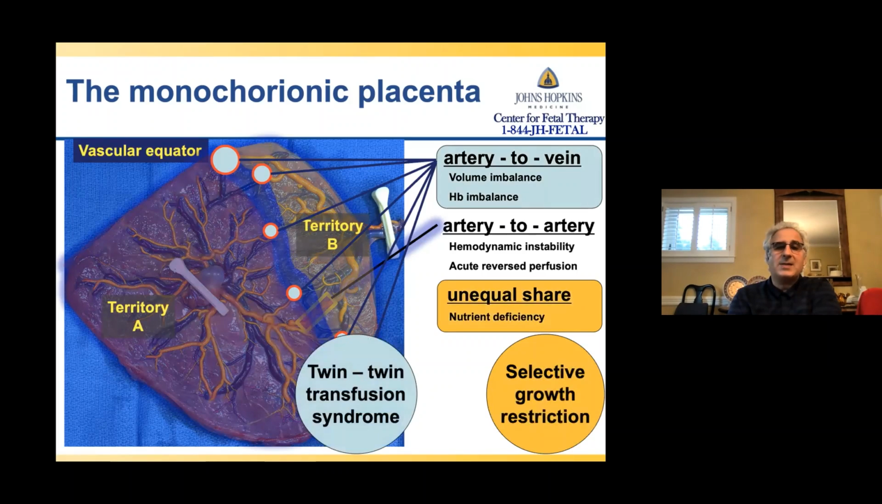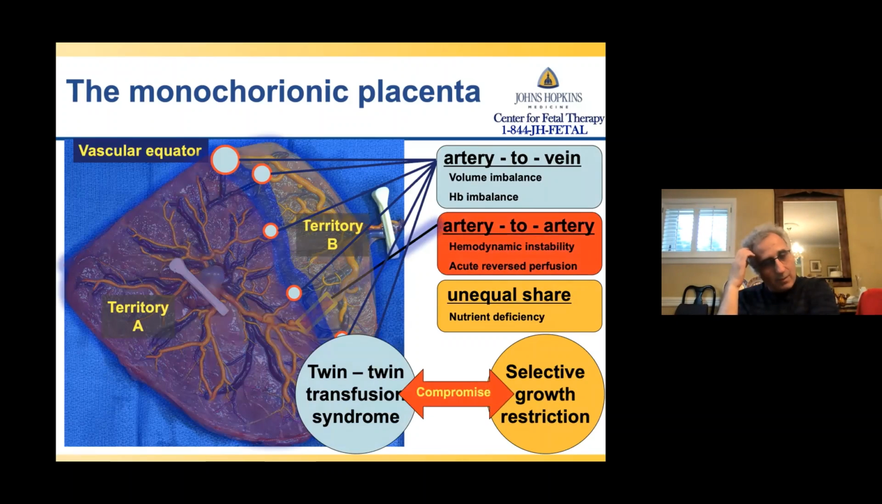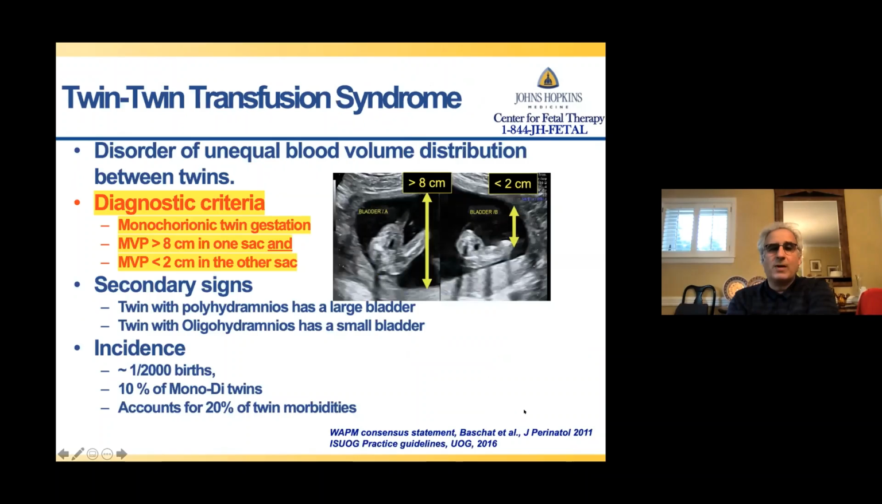The diseases that come from unequal sharing of placental blood flow or placental size are twin-twin transfusion syndrome and selective growth restriction. And these happen only in identical twins. They are not recognizable other than with ultrasound. And if you don't treat them, the mortality is exceedingly high. In twin-twin transfusion syndrome, over 90%. In selective growth restriction, somewhere between 15 to 20%. So it's a pretty bad disease.